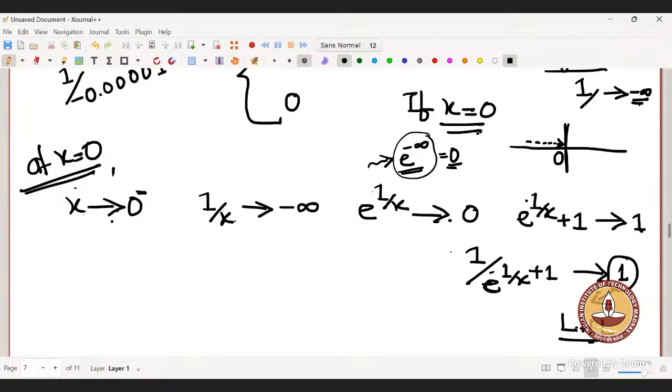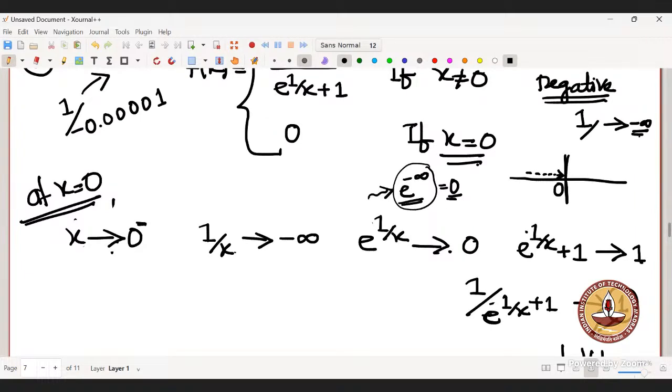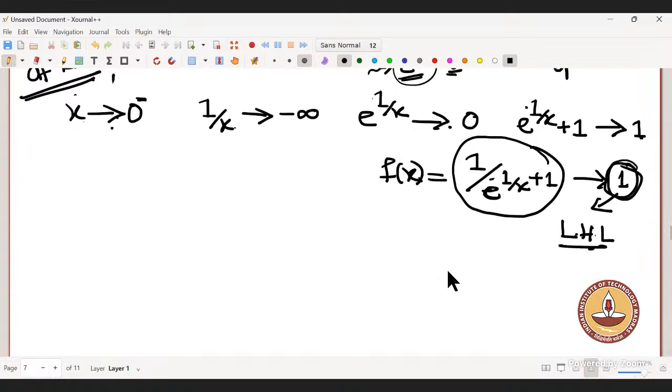So what have we computed? When x is coming to 0 from the left hand side, my f of x is going towards 1. This is your left hand limit.